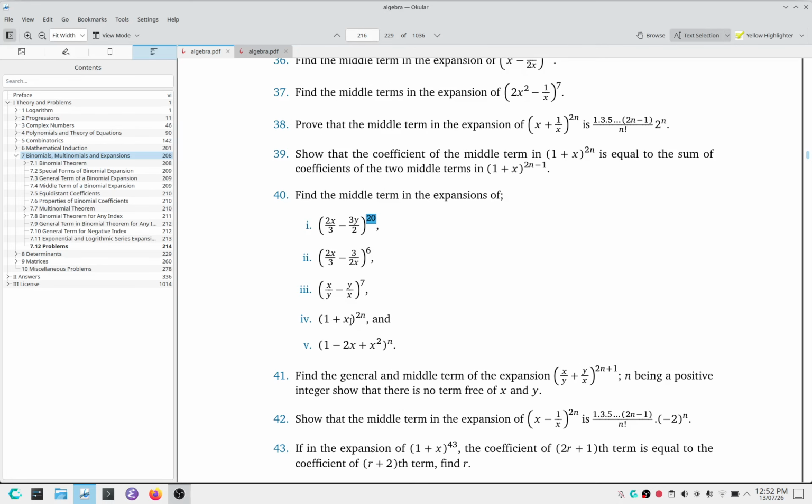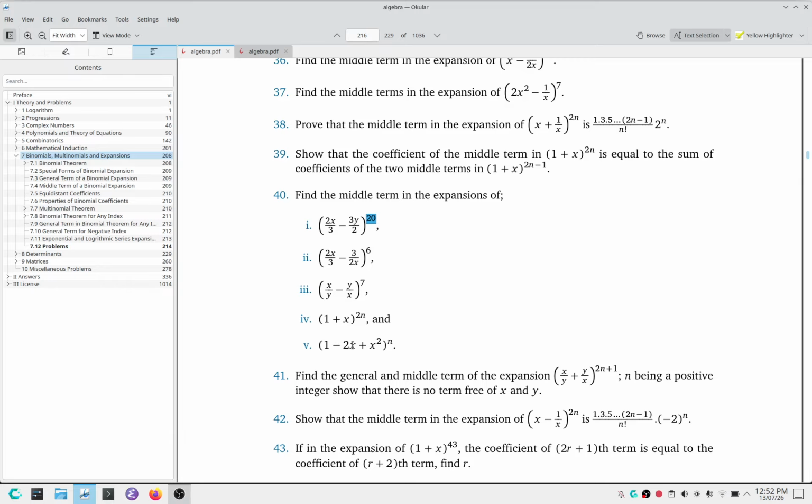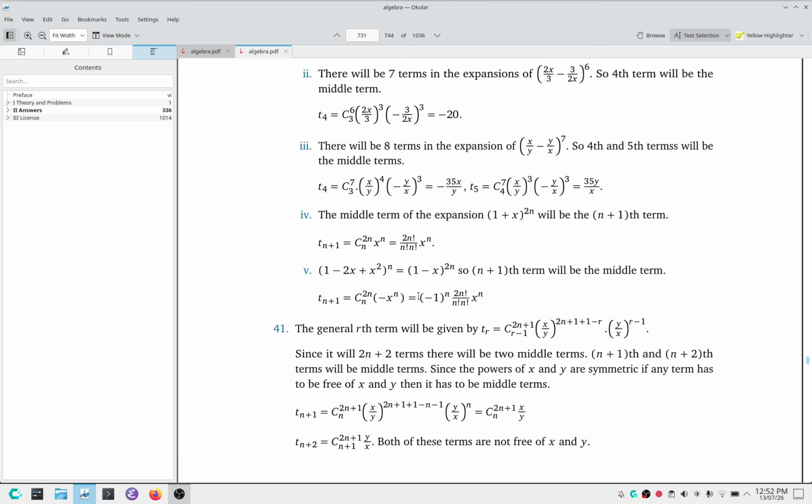The fourth one is (1 plus x) raised to the power 2n. We have already computed its middle term, that is 2n factorial upon n factorial times n factorial, x raised to the power n. The fifth one is 1 minus 2x plus x square, all raised to the power n, that is equal to (1 minus x) raised to the power 2n.